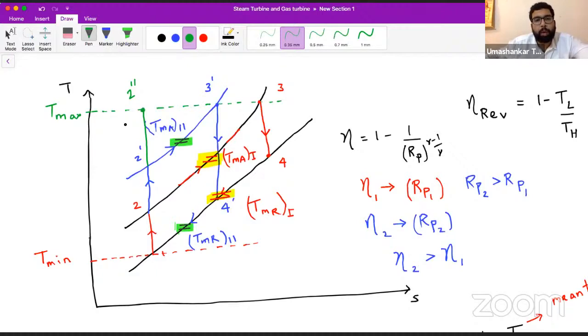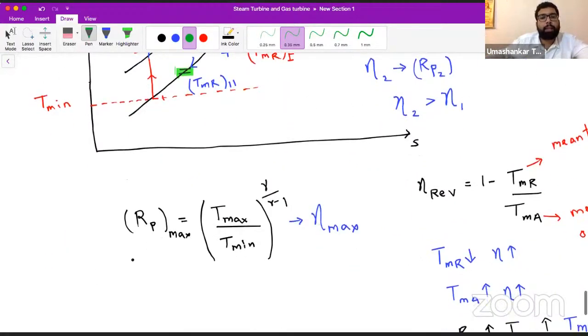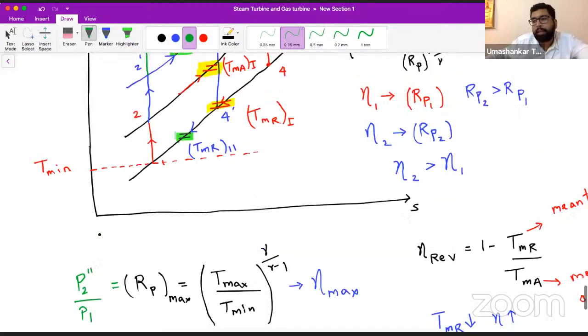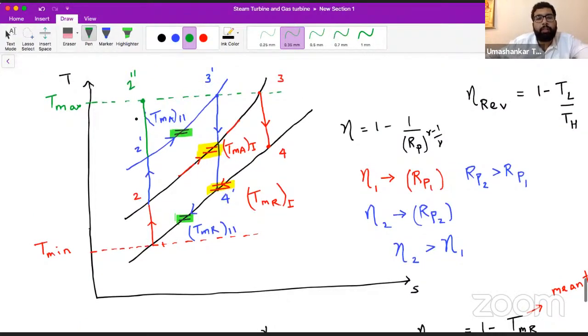That is 2 double dash point. So here, if you are able to get it, there is no further scope of heat addition left, because you cannot increase the temperature anymore. This is the limit of the maximum temperature. So this RP max is represented by this P2 double dash by P1. So are you able to realize now that if we reach the pressure till this point at 2 double dash, we have no scope left of heat addition.